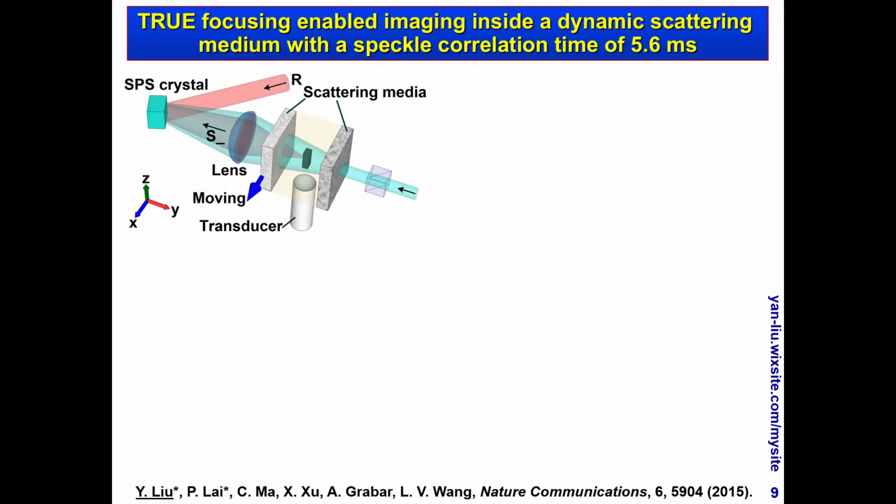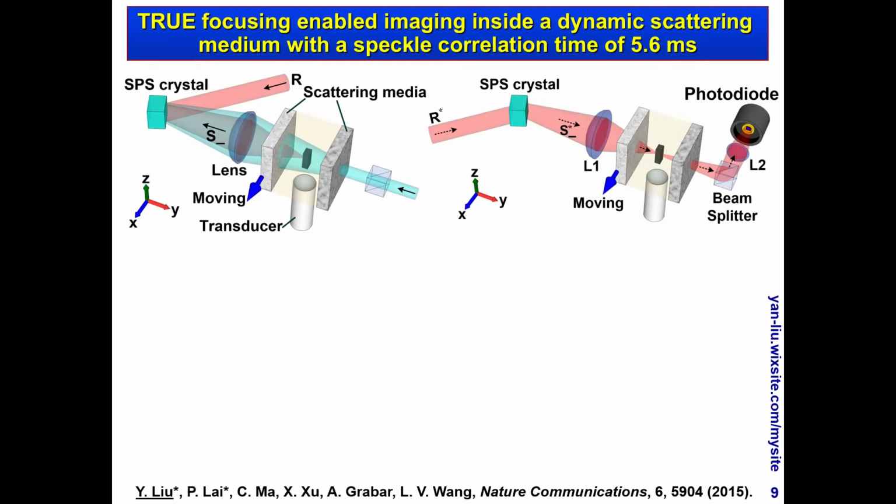We embedded an absorptive object in between the two scattering media, and we apply ultrasound with this transducer. We probe the sample with a laser beam. A portion of light passing through the ultrasound focus will change its frequency. These frequency-shifted photons, shown in red, interfere with a reference beam and write a hologram inside the SPS crystal. Then we use another reference beam to illuminate the SPS crystal, which generates time-reversed light that converges back to the ultrasound focus and is further detected by this photodiode.